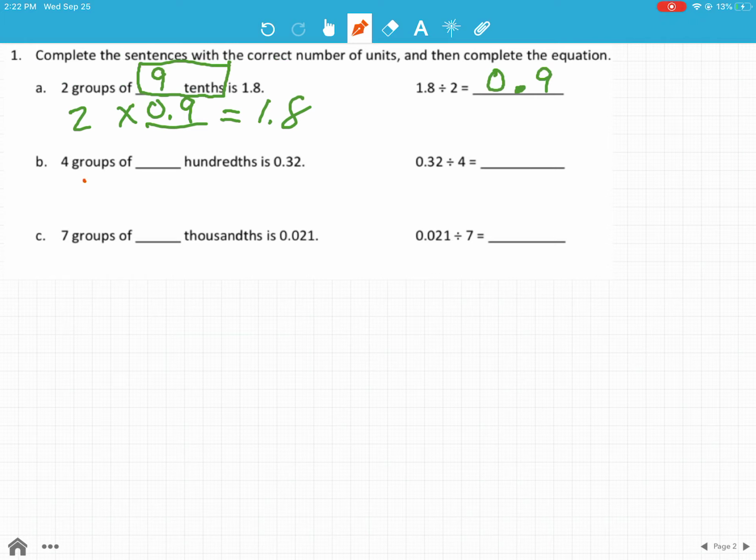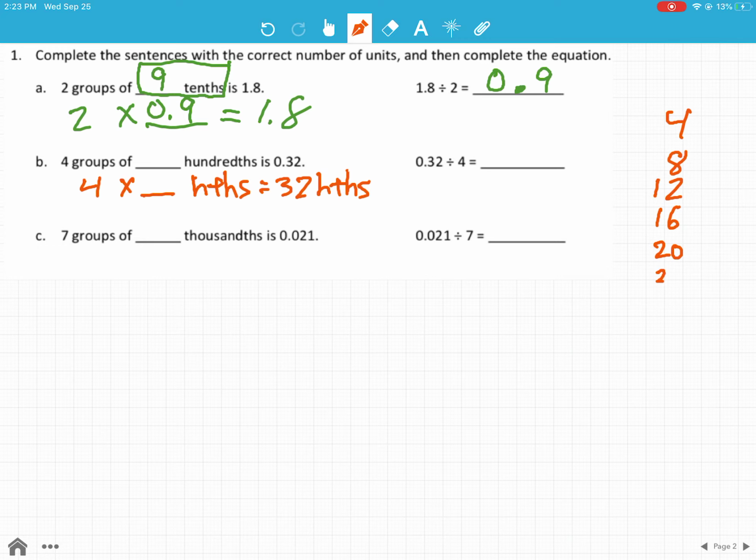So again, we have a relation to 4 times what equals 32/100. So this is hundredths. So we see, hopefully, 4 and 32, and if we did the multiplications of 4: 4, 8, 12, 16, 20, 24, 28, 32, ding, ding, ding, we will see that 32 is in there. So this would be 1, 2, 3, 4, 5, 6, 7, 8. So this is 8/100. How does 8/100 look?